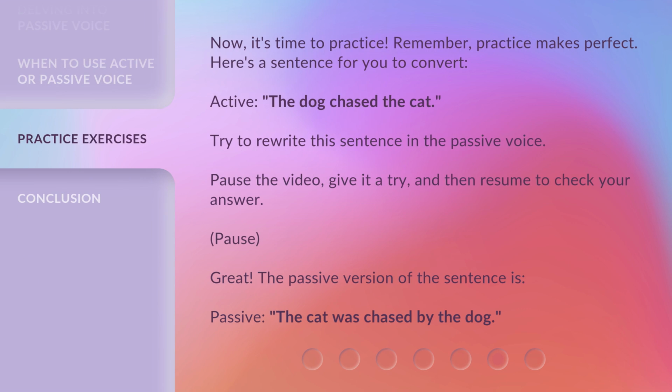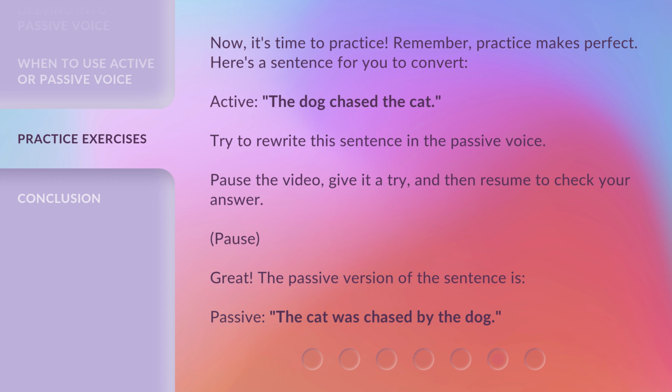Now, it's time to practice. Remember, practice makes perfect. Here's a sentence for you to convert. Active. The dog chased the cat. Try to rewrite this sentence in the passive voice. Pause the video, give it a try, and then resume to check your answer.